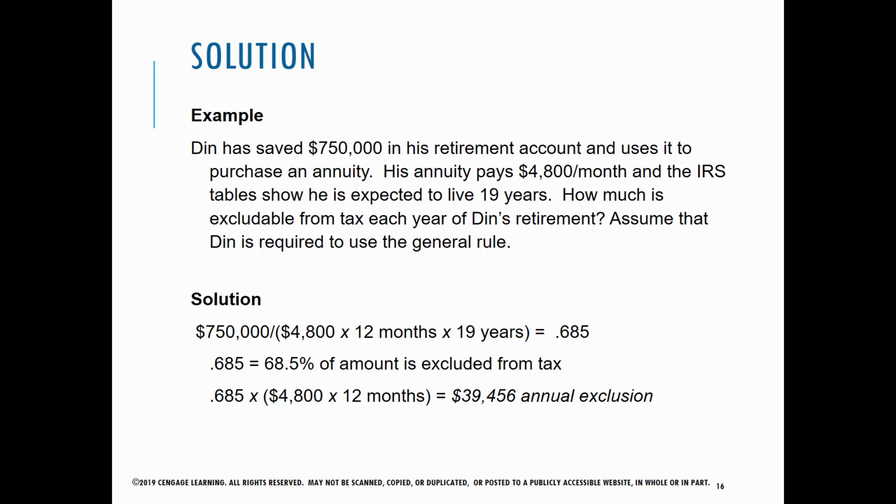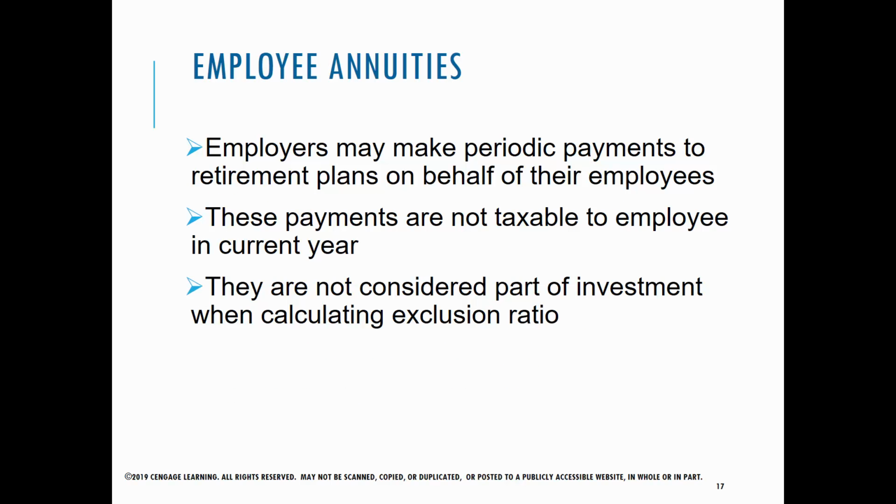Okay, so if they're paying 68% of the income, $39,000, technically it looks like he's making $18,144. Yes, that was my point. So his income is going to come through on a 1099-R, but then there's a little box that says taxable amount. And they're going to do the calculation.